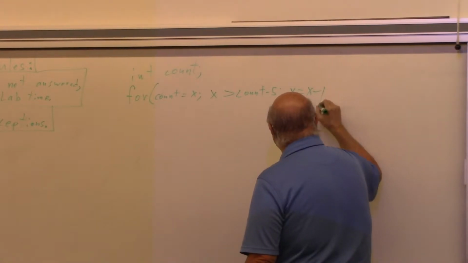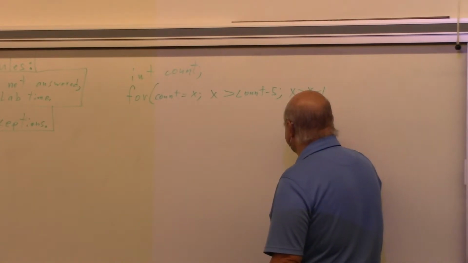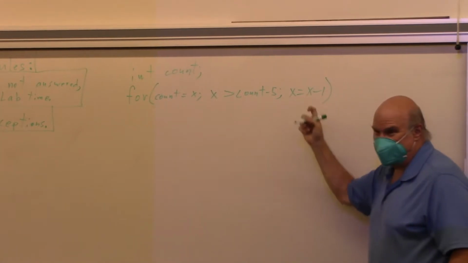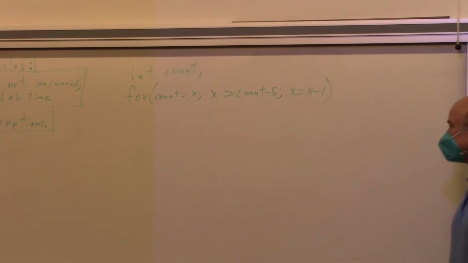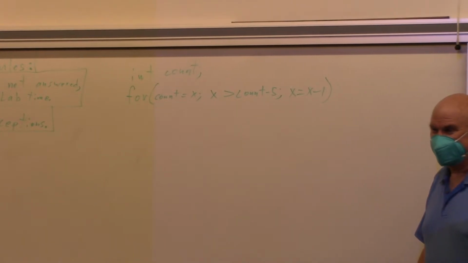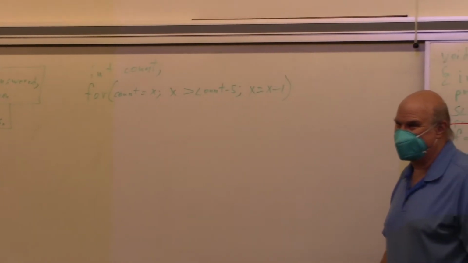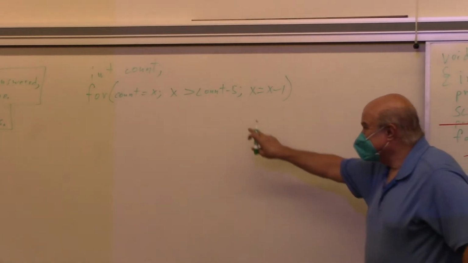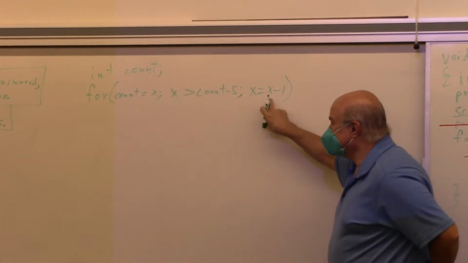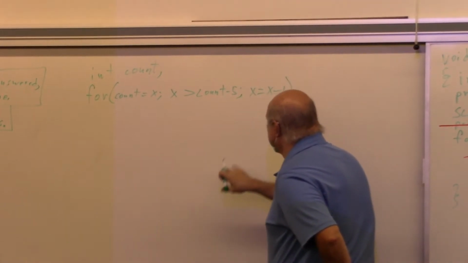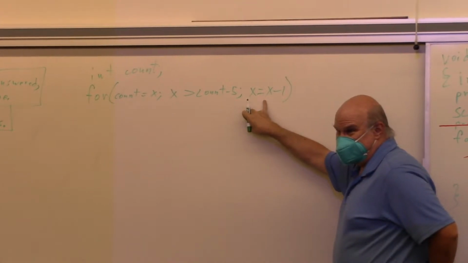Or I guess x minus minus? Yeah, I guess that would work too. Same thing. And x minus minus is the same thing as x is equal to x minus 1. I put a semicolon at the end of my for loop for that last. Okay. Anyway, let's pause here. Let's look at what this will do. He's setting a variable count equal to x. And you said x is equal to x minus 1 here?